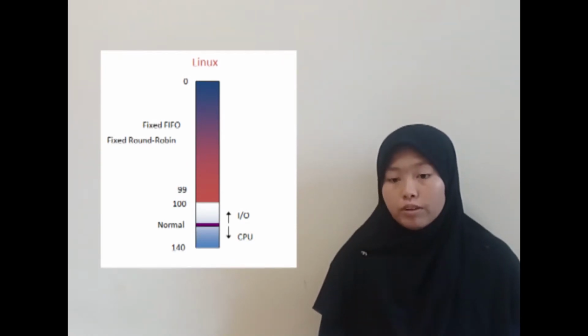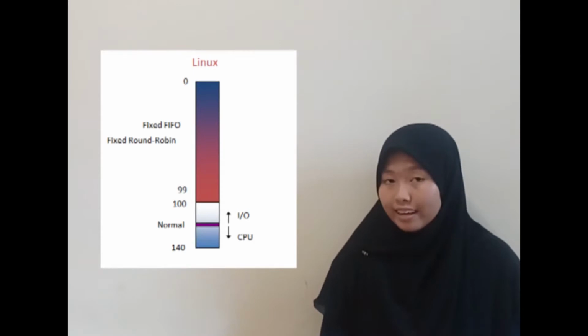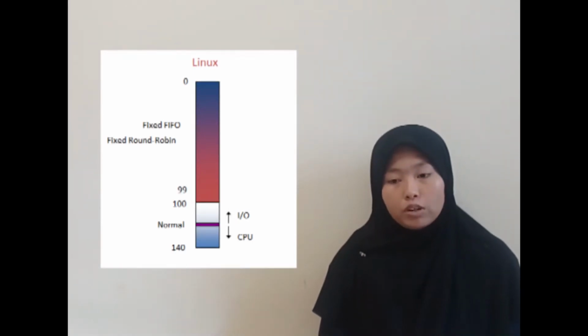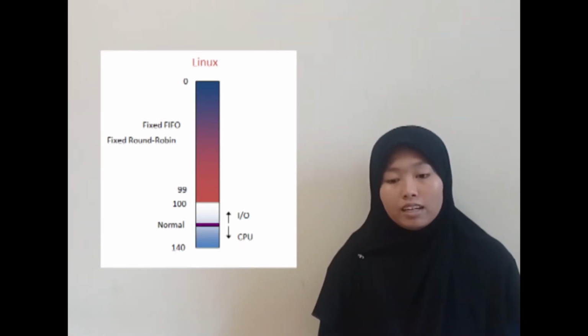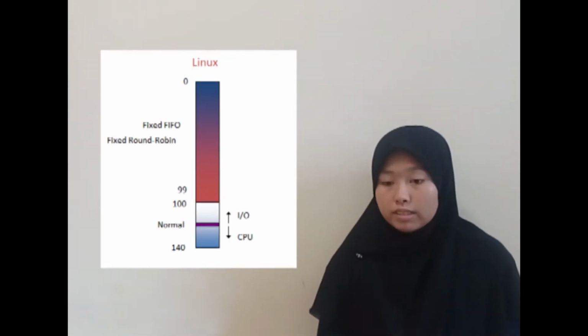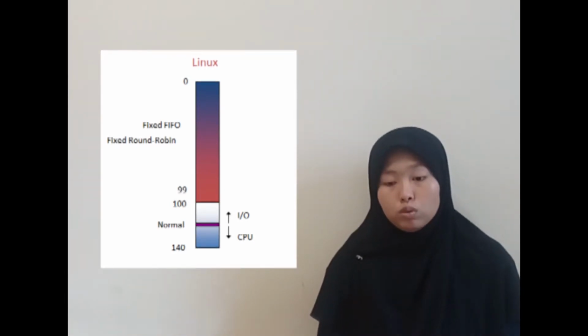Normal priority 100 to 139, fixed round robin priority 0 to 99, fixed FIFO, which is first in first out, priority 0 to 99. Favor lower priorities. Priorities of normal threads go up and decay as they use CPU. Priorities of interactive threads go down and boost.